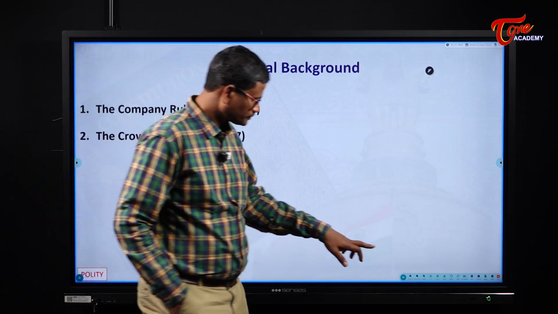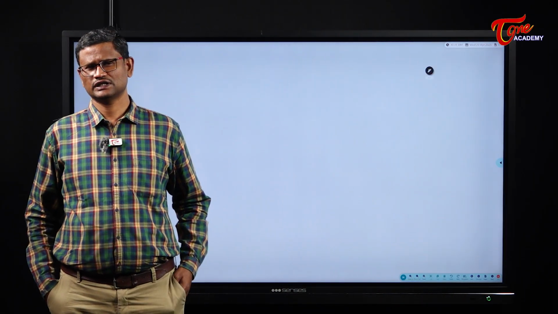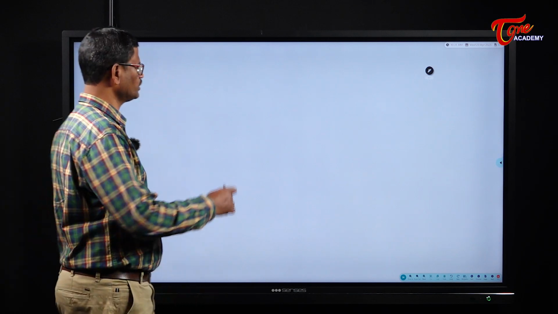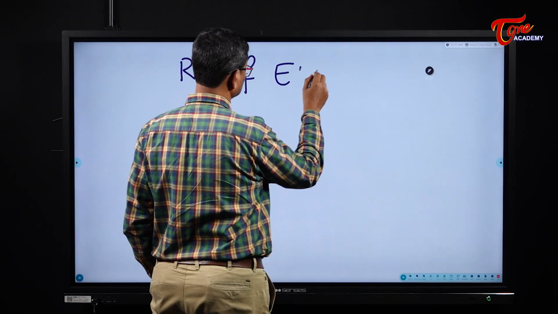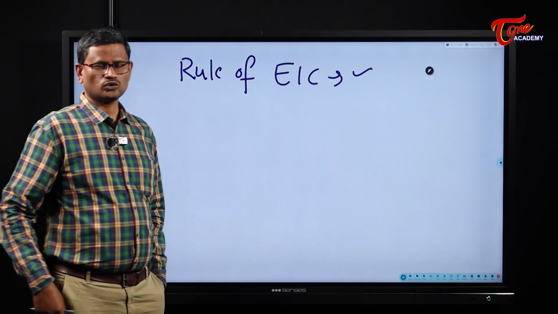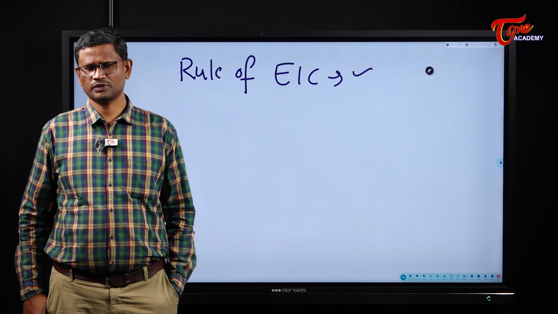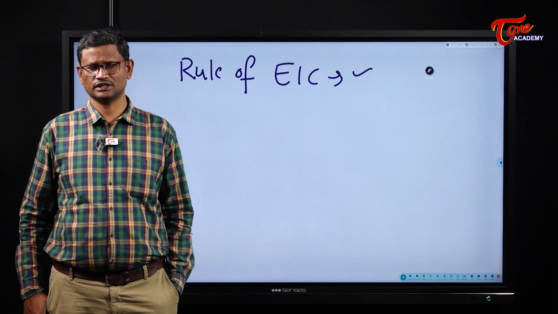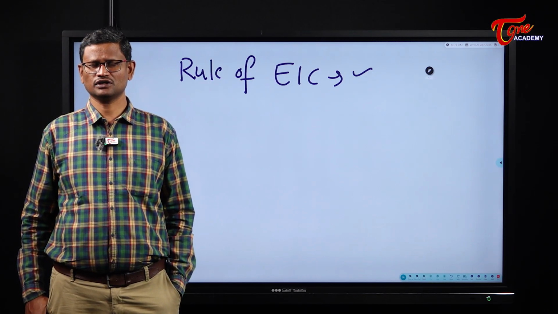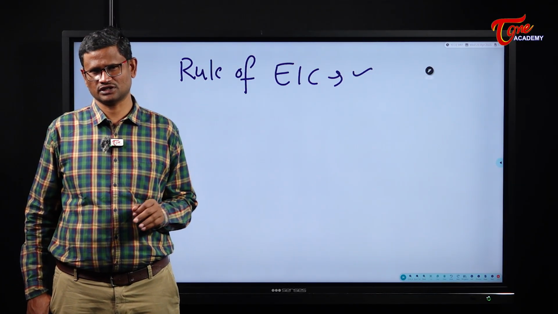In these two phases, let's begin with the first phase, the rule of the English East India Company. Under the rule of the English East India Company, we will try to discuss the most important features which are important for the exam. We can't go into all the details, then it will not be a rapid revision. So let's take the first one, the Regulating Act of 1773.